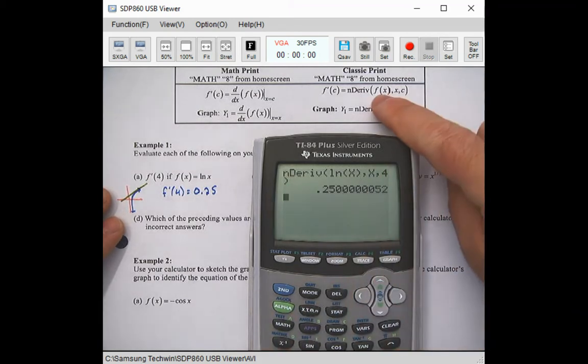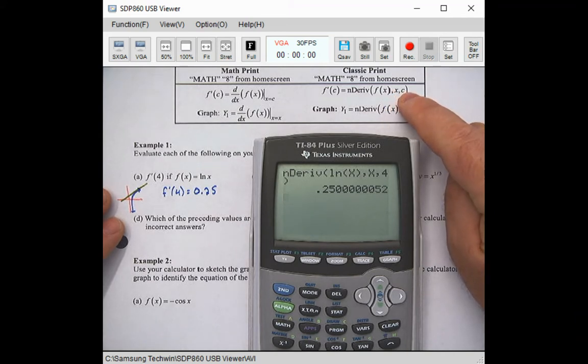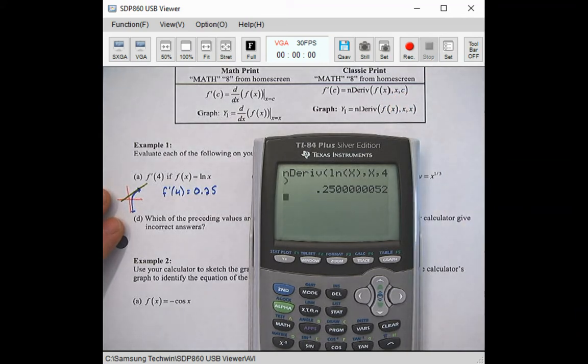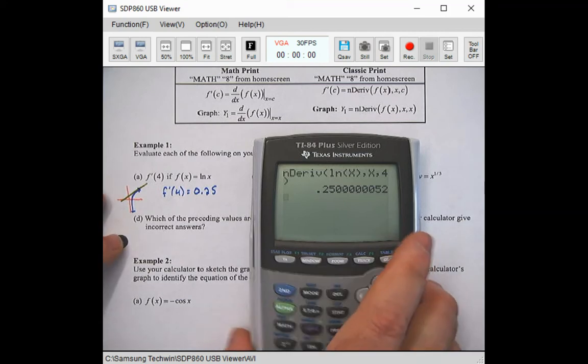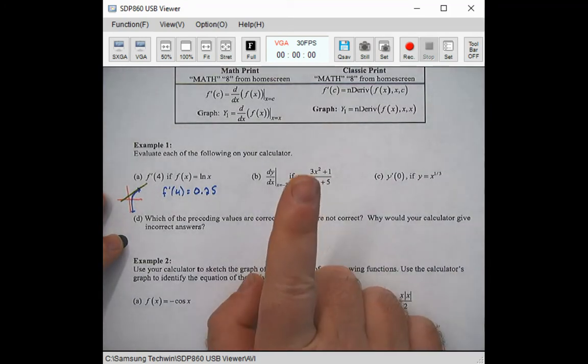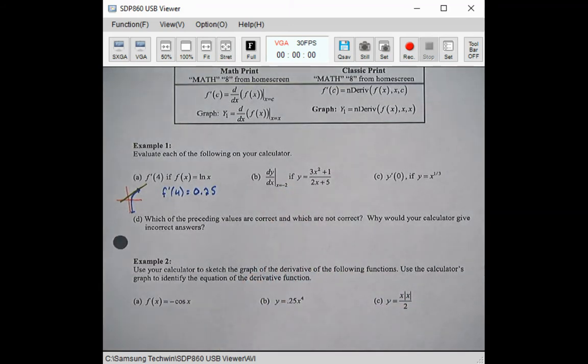So this is the function, then the variable of differentiation, and then the constant. Yeah, let's have you try this one. Let's see how you do there. Pause it, give it a whirl.